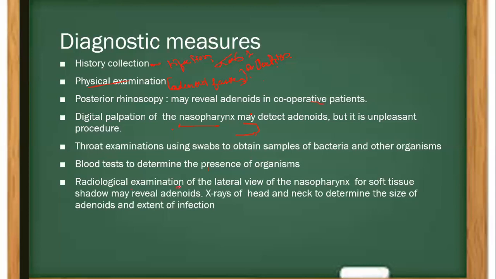Radiological examinations of the lateral view of the nasopharynx for soft tissue shadow may reveal adenoids. X-rays of head and neck to determine the size of adenoids and extent of infection. നമ്മൾ എക്സ്റേ എടുത്ത് നോക്കുമ്പോഴത്തേനും നമുക്ക് അഡിനോയിഡ്സിന്റെ ആ ഷാഡോസ് നമുക്ക് കാണാൻ സാധിക്കും.